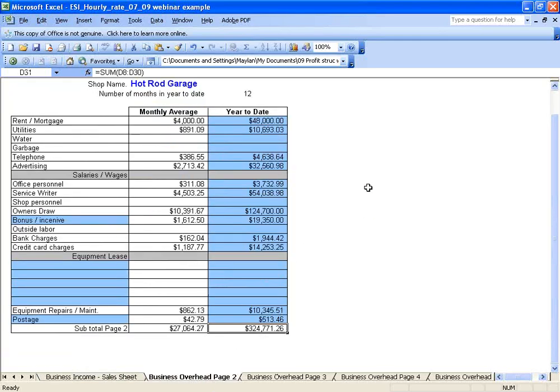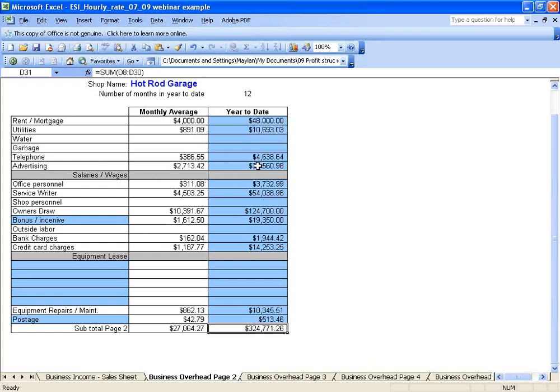Page 2 is we start listing the expenses of the company. Now, we've listed a lot of the most common ones, but we've also given you the blue ones where you can add things that may not be listed. It's really not so important to list every category, but it's important to get every dollar you want to spend into these 5 pages that we're going to go over. If you don't put it in one of these spreadsheets, one of these expenses, you won't figure your hourly rate with it.